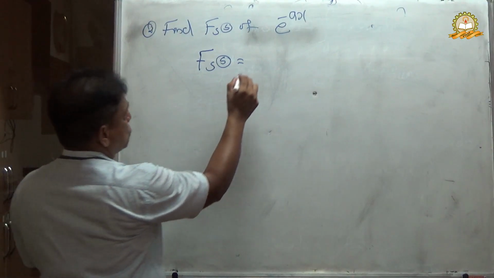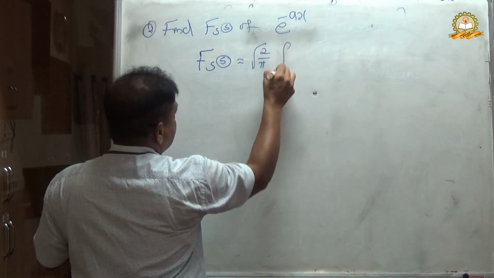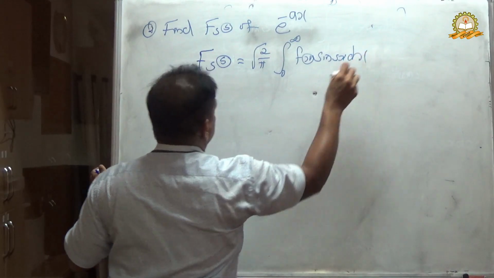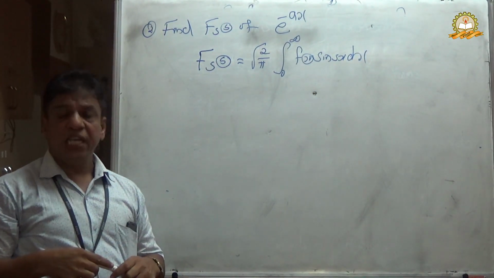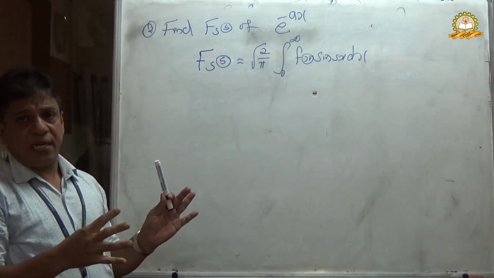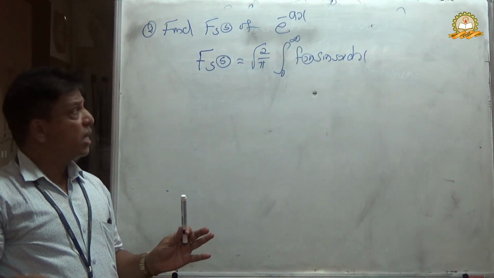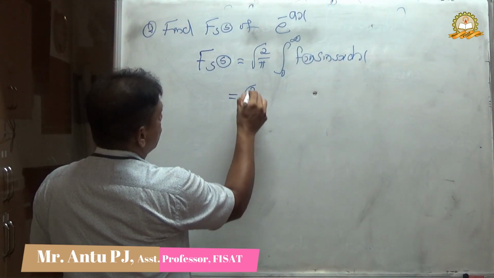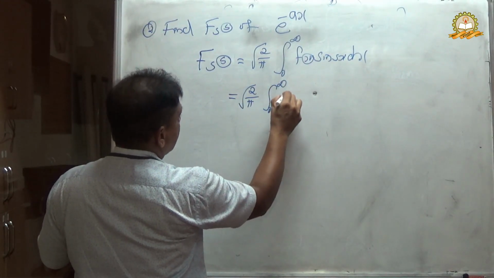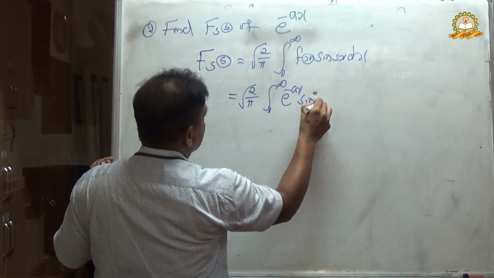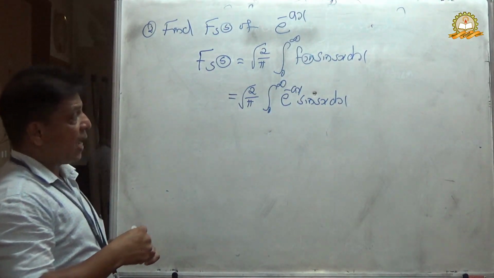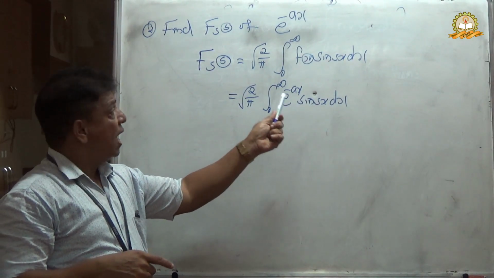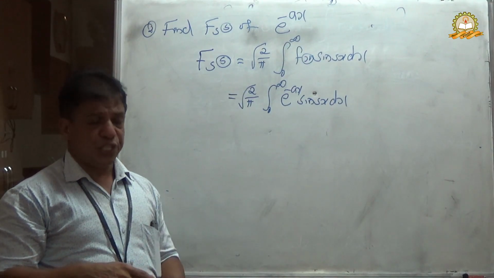The Fourier sine transform is equal to root of 2 by pi integral 0 to infinity f of x sin sx dx. In this problem the function is given as e raised to minus ax. Therefore, substituting, we get root of 2 by pi integral 0 to infinity e raised to minus ax sin sx dx. Then we integrate these two functions and apply the lower limit 0 and upper limit infinity.